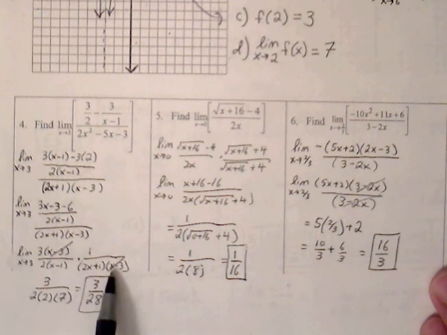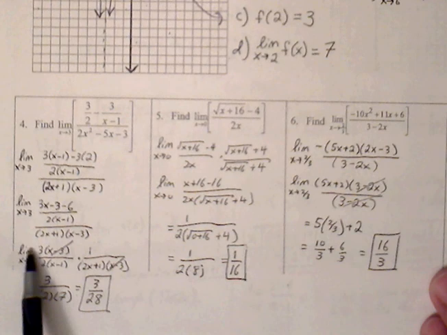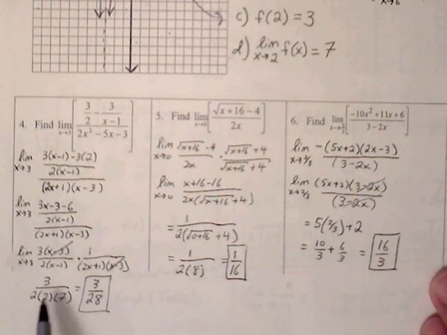So now that the x minus 3 is canceled out, we can re-plug in our argument, and we're left with 3 over 2 times 7, which is 3 over 28.